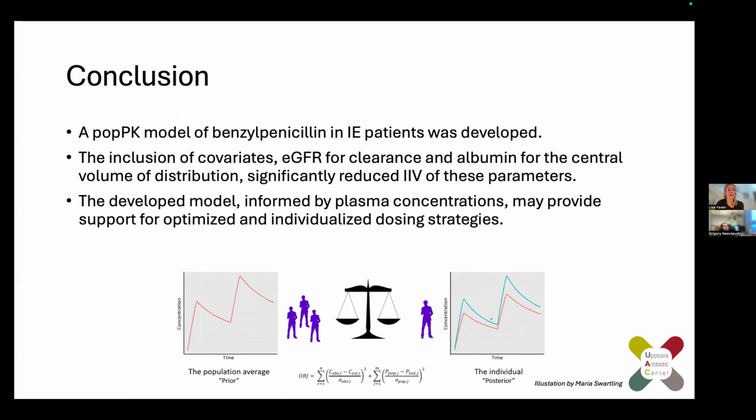To conclude, a population PK model of benzylpenicillin in infective endocarditis patients was developed. The inclusion of covariates, eGFR for clearance and albumin for the central volume of distribution, significantly reduced the individual variability of these parameters. And the developed model, informed by plasma concentrations, may provide support in the future for optimized and individualized dosing strategies.